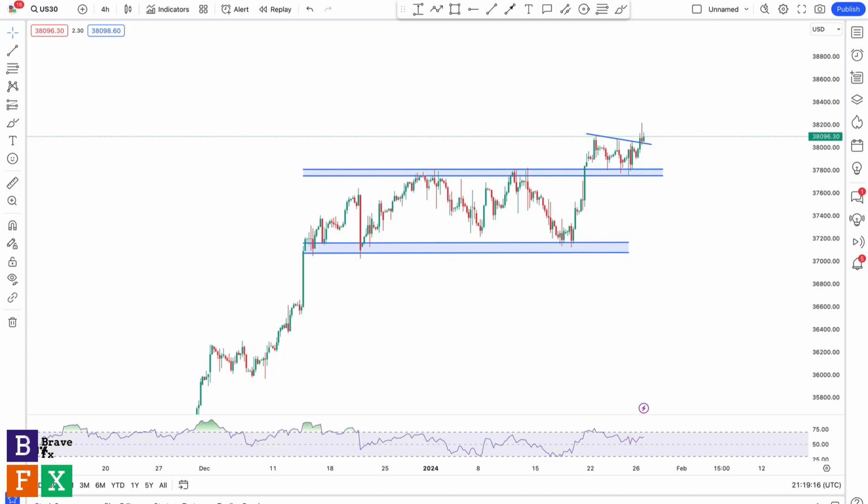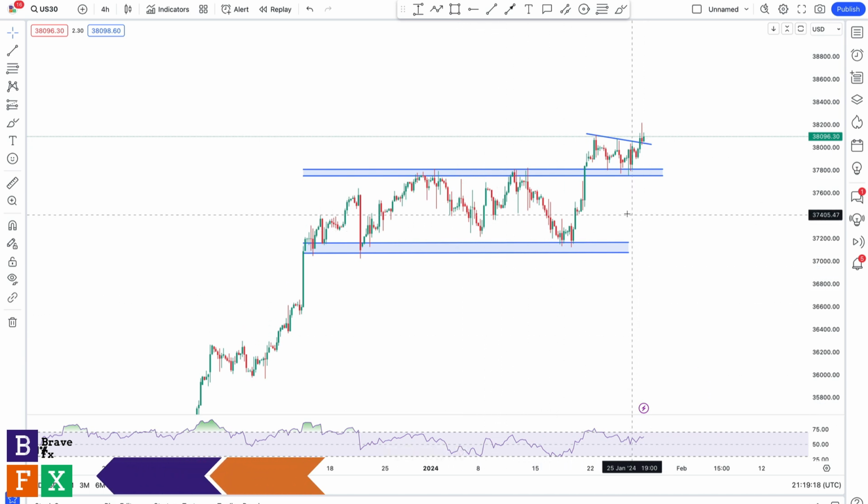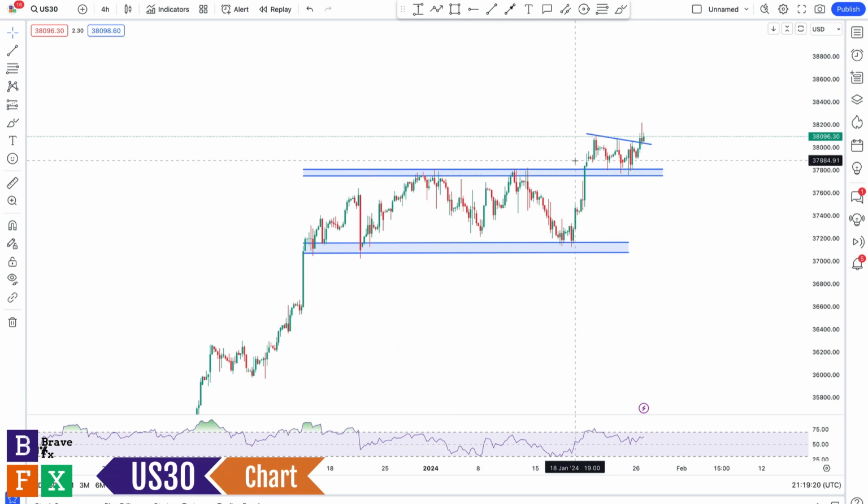Moving on, we're going to talk about US30. So US30, as we discussed last week, was waiting for a breakout from a resistance level. We had a sweet breakout, a very solid retest at the resistance level, followed by now a move to the upside.